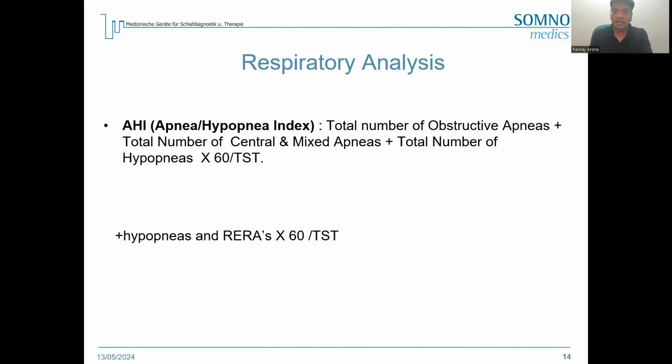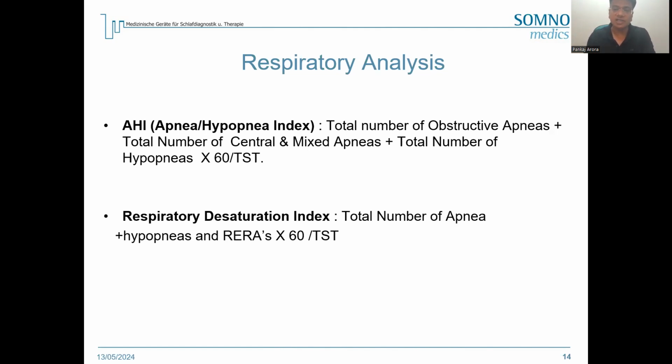But we are mainly interested in AHI, but also in the respiratory disturbance index. So what is the respiratory disturbance index? Respiratory disturbance index is the total number of apneas, which I told you, plus RERAs and flow limitations, multiplied by 60 and divided by total sleep time. That is called the respiratory disturbance index, and not respiratory desaturation index.